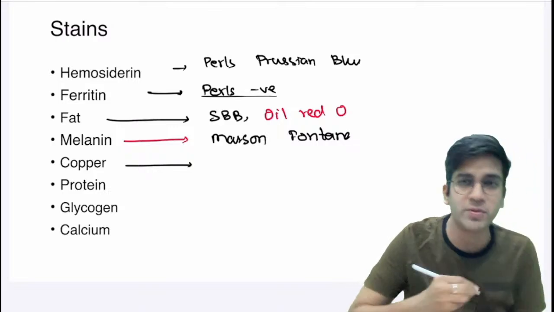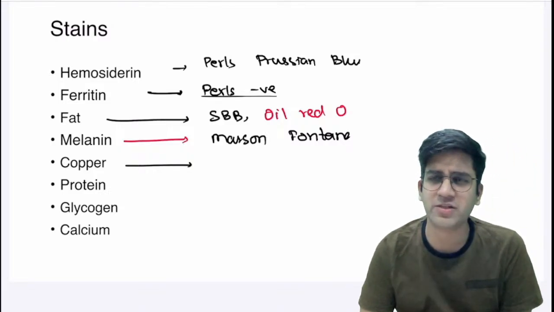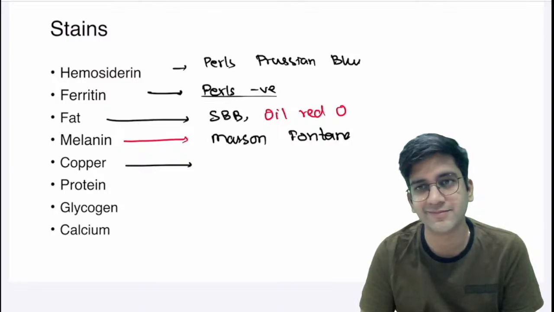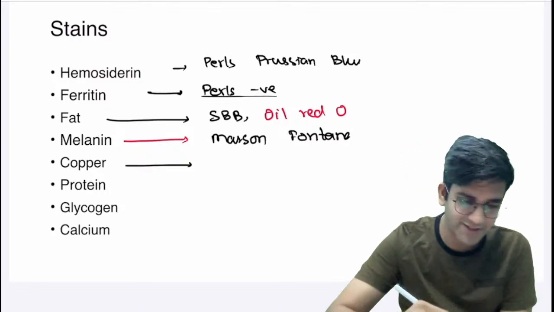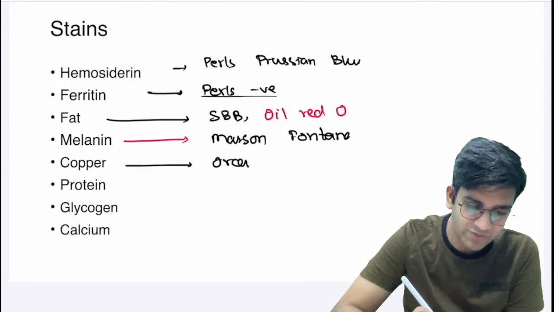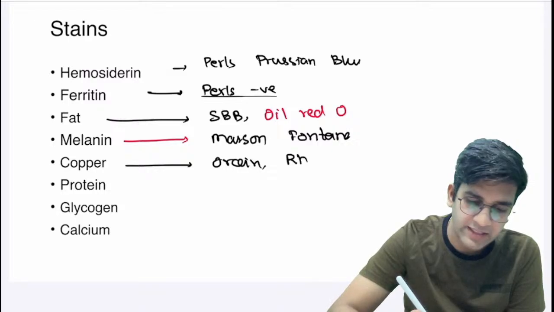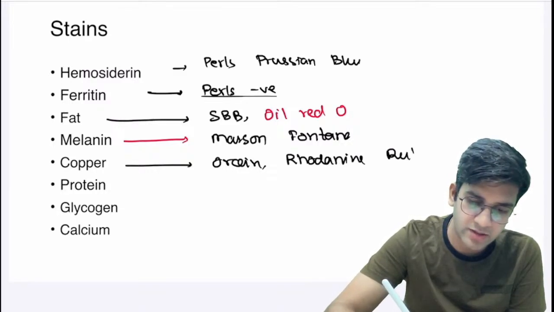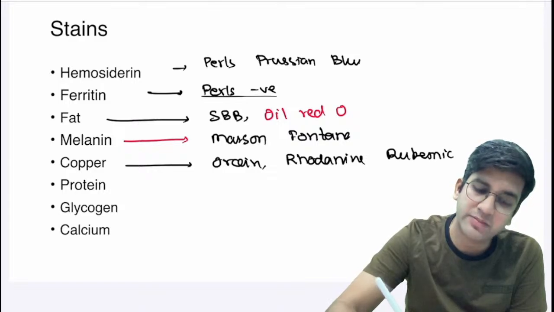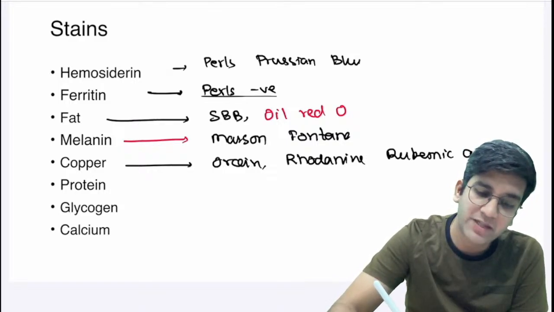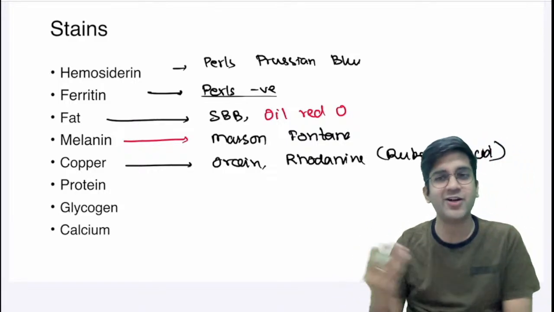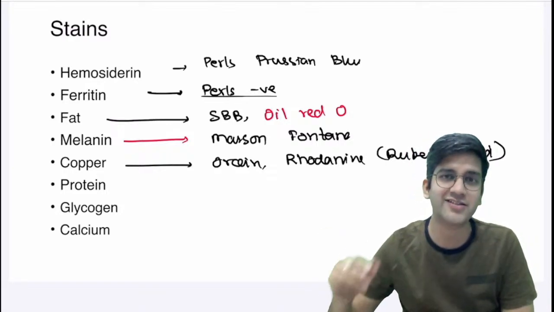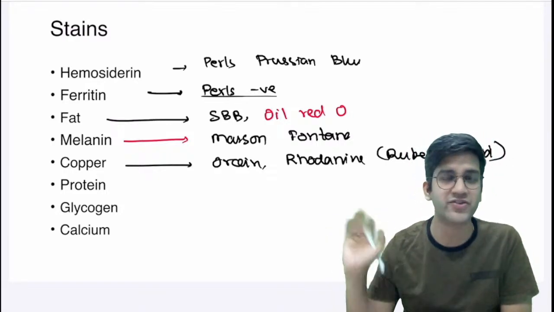Fine. What's the stain for copper? Copper has multiple stains. Orcein can be a stain for copper. Rhodanine can be a stain for copper, rhodanine or rubeanic acid. Okay, there are multiple stains for copper. My personal preference is orcein. Again, I don't know what is the examiner's personal preference. You can go with whatever it is: rhodanine, rubeanic acid, or orcein. Anything can be a stain useful for copper.